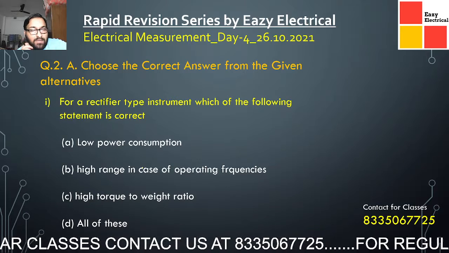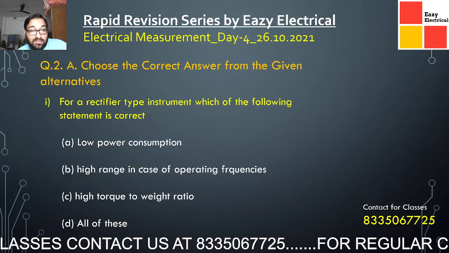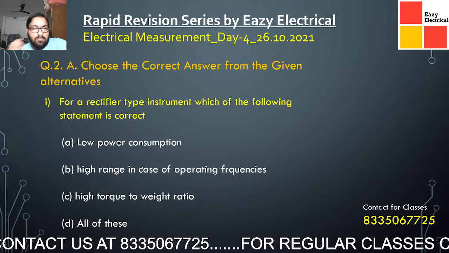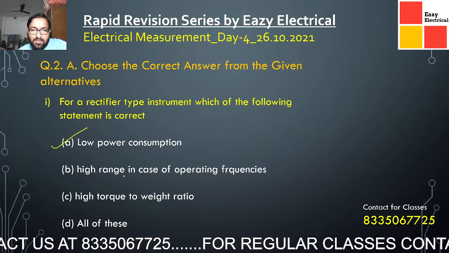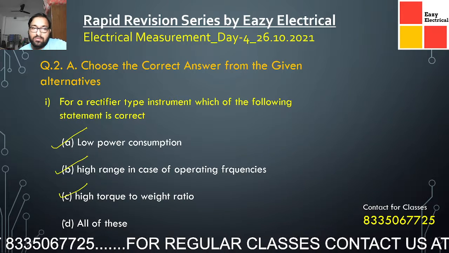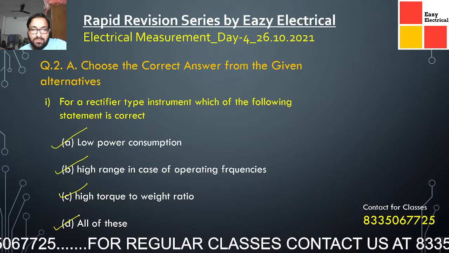Now for a rectifier type instrument, which of the following statements is correct? Basically the power consumption in a rectifier type instrument is low, that is a correct statement. High range of operating frequency, that is also correct. High torque weight ratio, that is also correct. So all the options of this question will be correct.